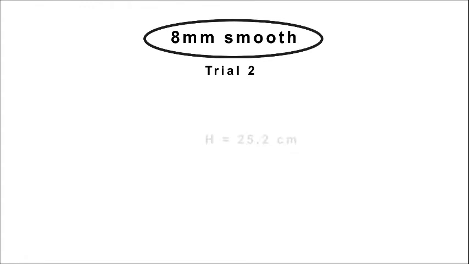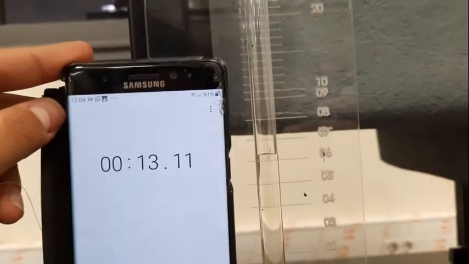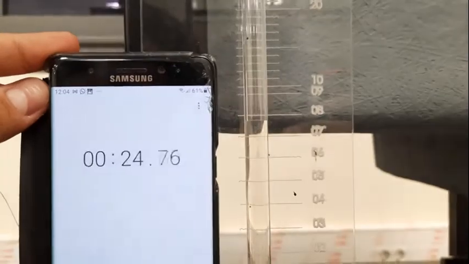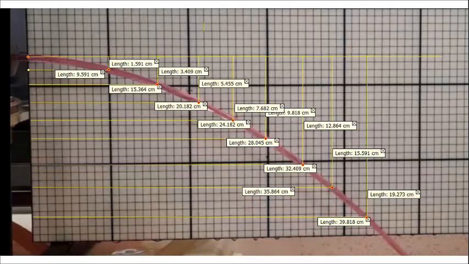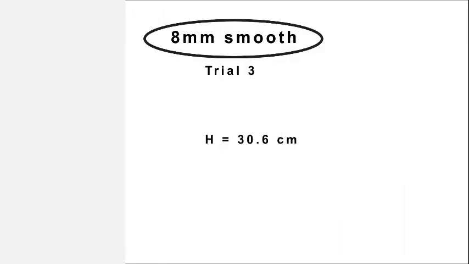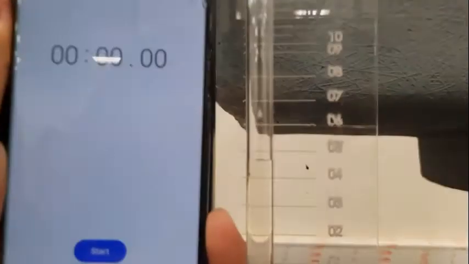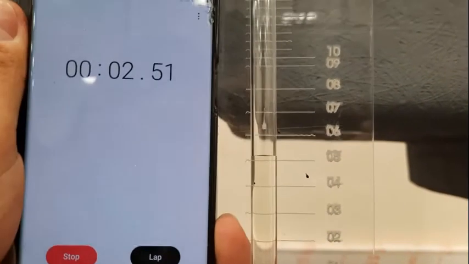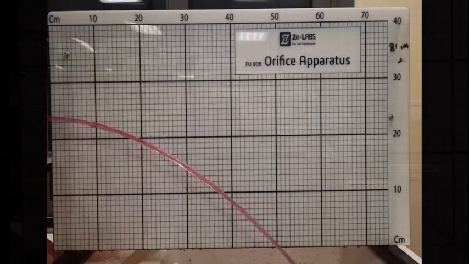In the second trial, the height was 25.2 cm. And here is the flow characteristics. In the third trial, the height was 30.6 cm. And here is the flow characteristics for this flow.